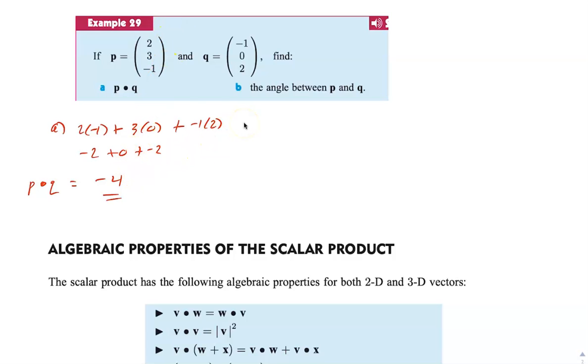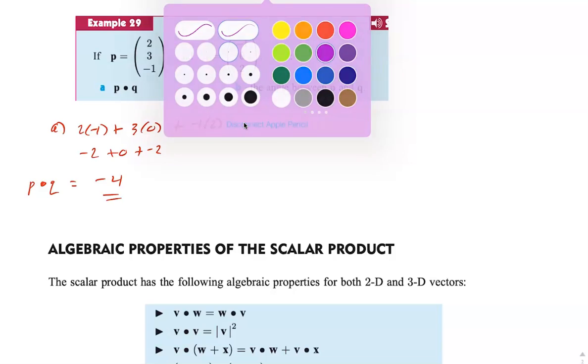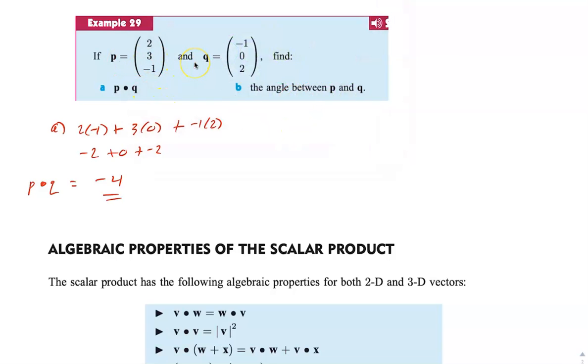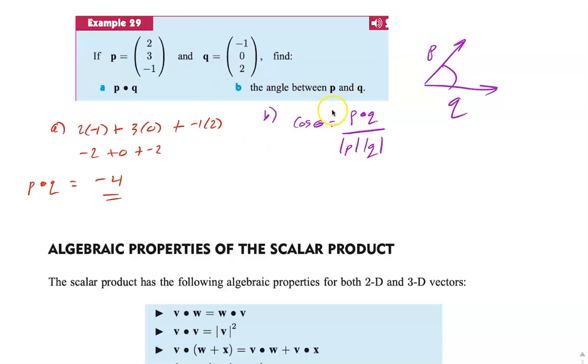Next, let's find the angle between the two vectors. In this case, I don't need to draw it, like angle P, angle Q. It'll be like that. That's the angle I'm finding. Since I have the two vectors, I don't need to do anything special. Let's use the formula. So for B, the formula is cosine theta equals the dot product of P and Q over the magnitude of P and Q multiplied. We already found the dot product over here, negative 4.